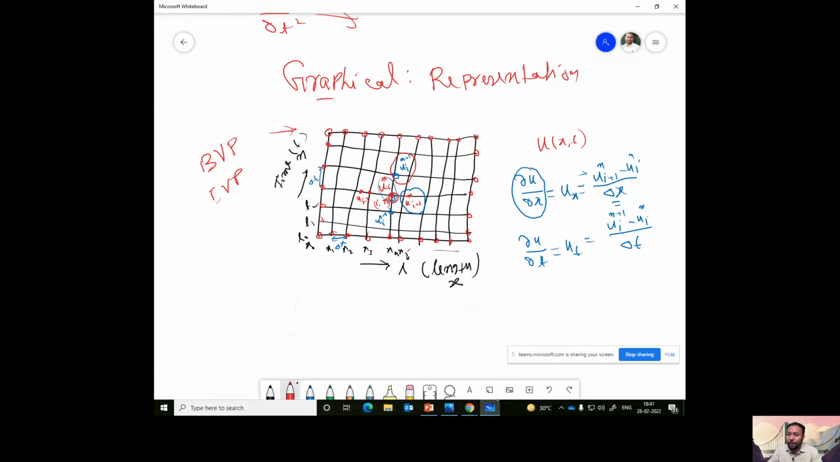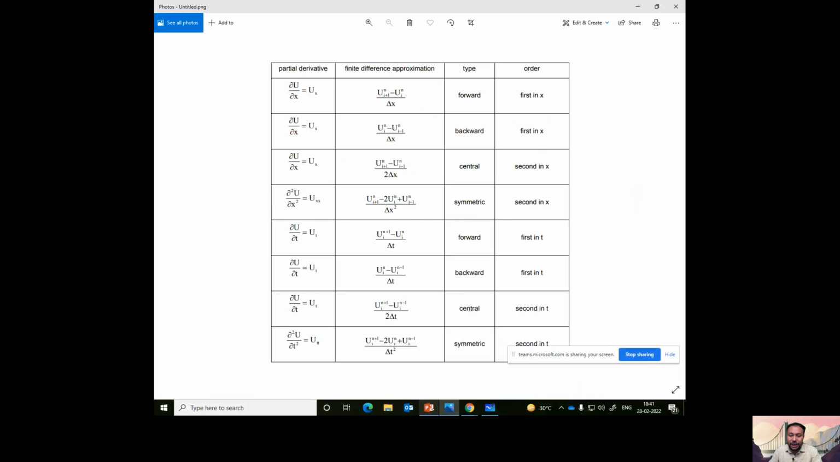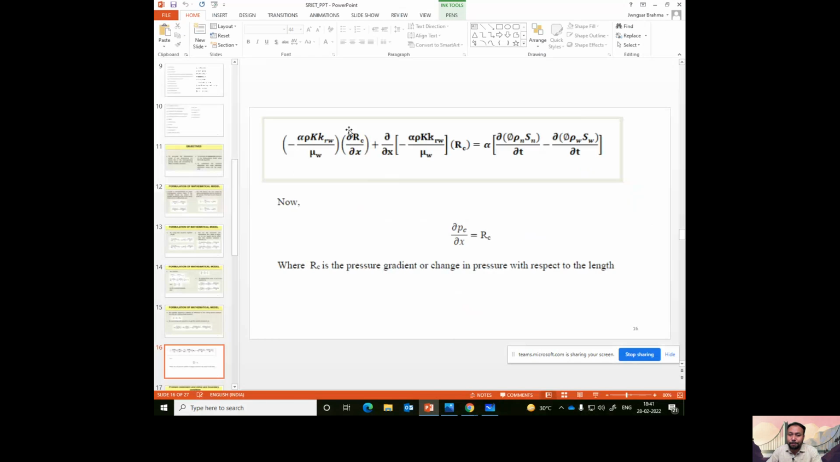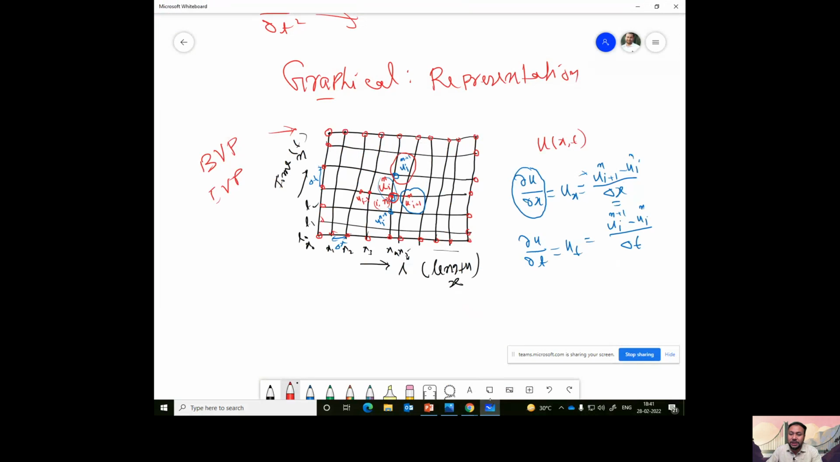I want to write in the form of the grid system, because it is a highly nonlinear partial differential equation. It is not possible to solve by our analytical method, so I need to discretize. Where it is written partial differentiation with respect to X, I have to write in a discrete form. Same thing here, partial differentiation with respect to X, so I have to write in discrete form. Same thing with respect to T, here also with respect to T. So I need to transform into discrete form.